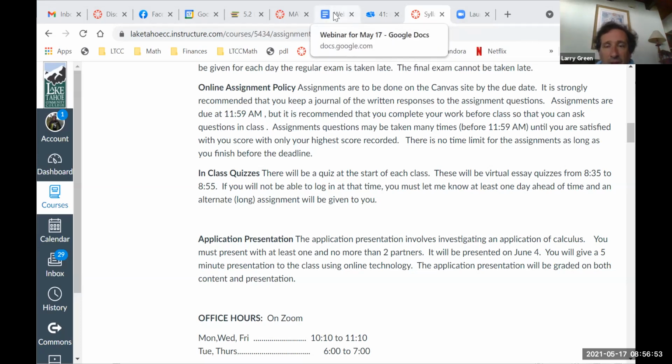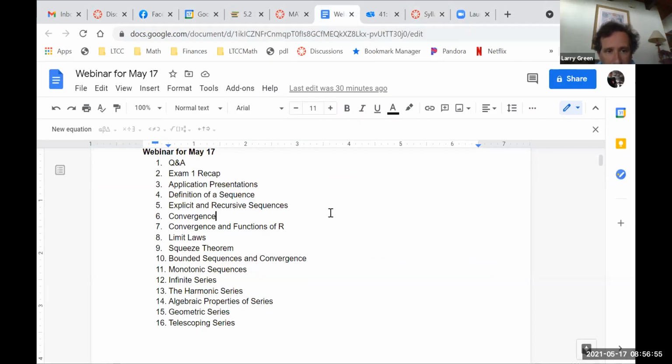Okay, so let me move on to the second part of the course. And that is the definition of a sequence. Now, you've all seen the word sequence before. Anyone know what it is? Anyone tell me what a sequence is? Okay, it's a pattern. Actually, the funny thing is it doesn't even have to have a pattern.